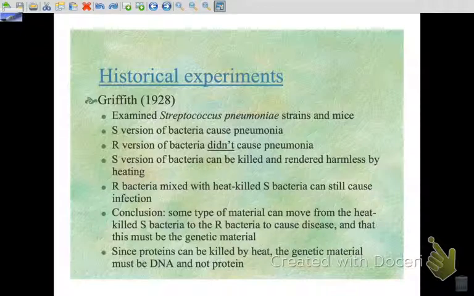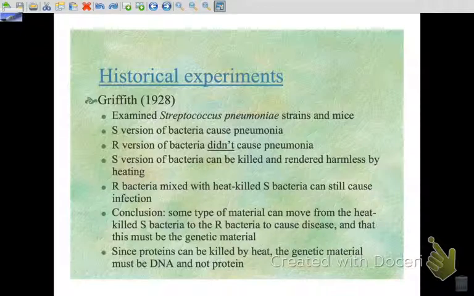What Griffith did in 1928 is he examined different strains of strep bacteria. So Streptococcus pneumonia bacteria. He examined what's called an S version of the bacteria, and that was the lethal live version of the bacteria, and it caused pneumonia in mice. What do you think happened to the mice? Died. They died. Aww. Yeah, very sad. He also examined the R version of bacteria. The R version, when he injected into the mice, did not cause pneumonia, so the mice lived.